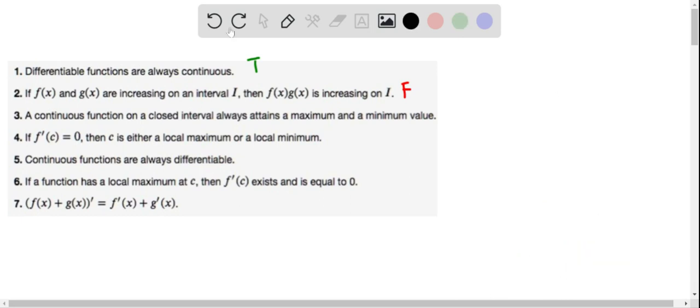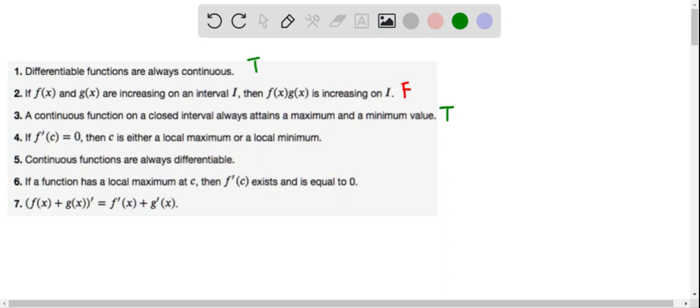Now let's consider the third statement. Here we have a continuous function on a closed interval always attains a maximum and a minimum value. And this is true because according to the extreme value theorem, a continuous function on a closed interval should always attain a maximum and a minimum value.